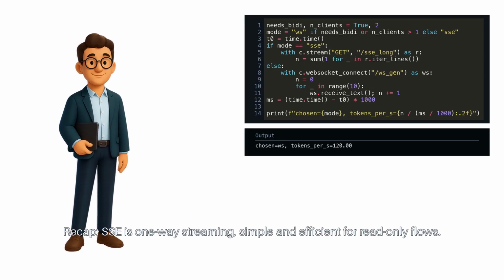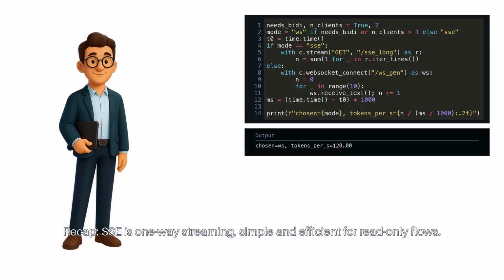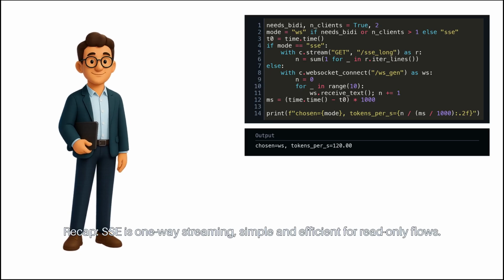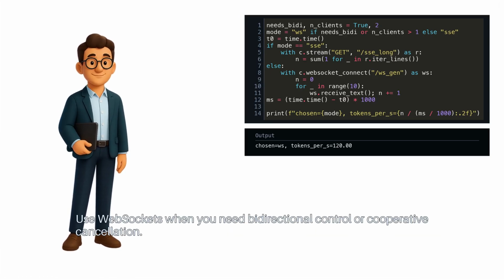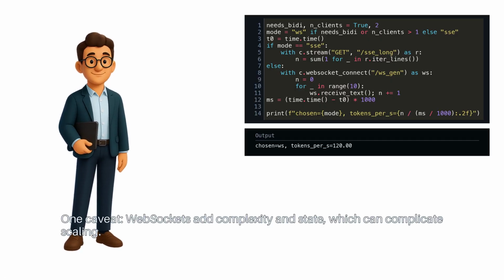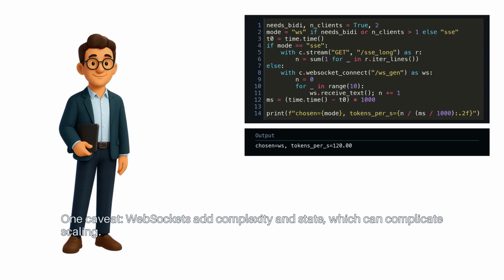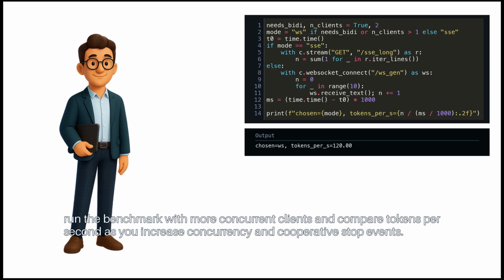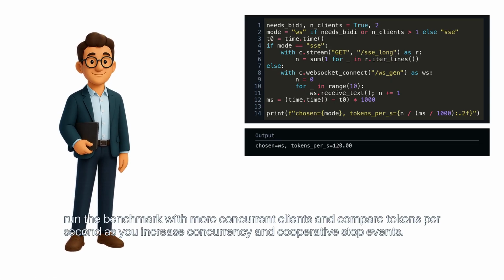Recap: SSE is one-way streaming, simple and efficient for read-only flows. Use WebSockets when you need bidirectional control or cooperative cancellation. One caveat: WebSockets add complexity and state, which can complicate scaling. Next step, run the benchmark with more concurrent clients and compare tokens per second as you increase concurrency and cooperative stop events.